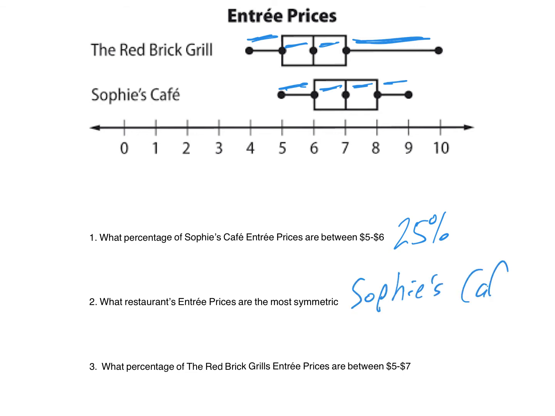Symmetric means you're trying to figure out if the actual whiskers are the same in the boxes. Correct. So you have the same amount of data in each of those pieces. Like quartiles, right? Let me go with color. Red and red should be the same. Blue and blue should be the same. Got it? So between Q1 and median and Q3, those should be the same, and each whisker should be the same. So because this whisker is so long, it's not as symmetrical as Sophie's Cafe.